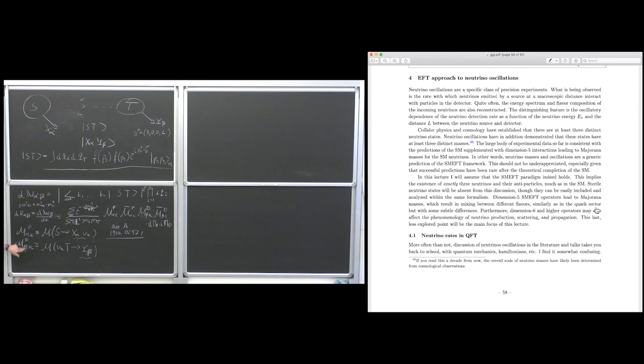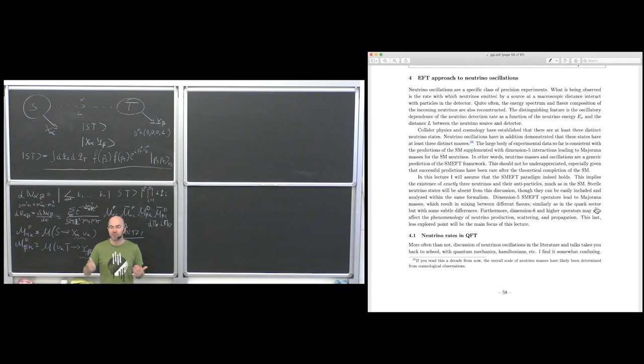And then what we'll be interested in is how this process is affected by higher dimensional EFT operators. But first, before I go to higher dimensional operators, let me connect to the usual picture. So this is an observable. This is a rate, the number of events per time. This is something that experimenters observe. This contains everything; you don't have to do anything.